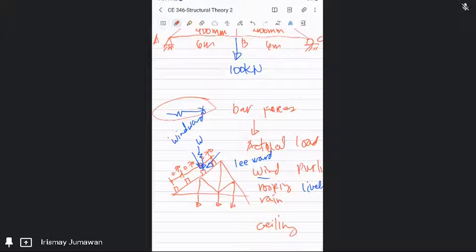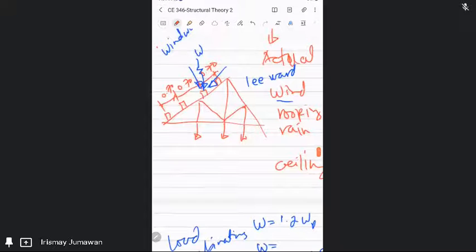Then your ceiling load and roofing load act normal, and the wind load acts normal to your roofing. Let me draw it, maybe like this. First is your wind load, then the width of the roofing, the rain load, and the purlins.